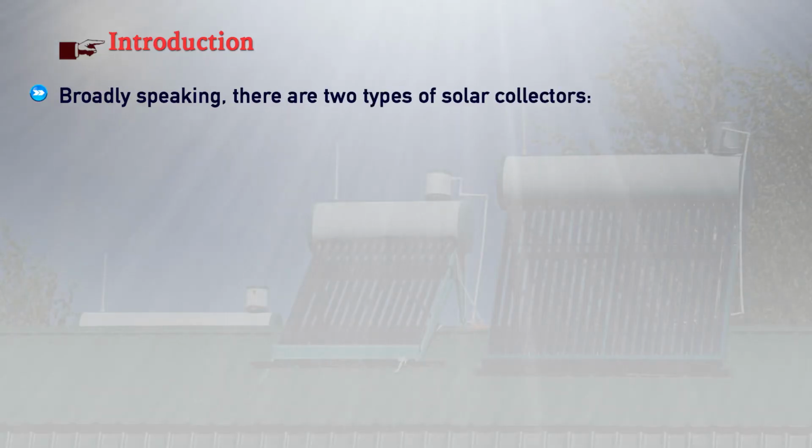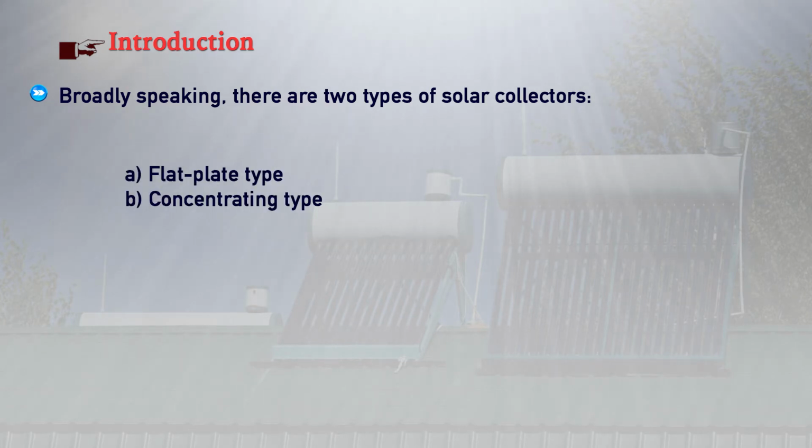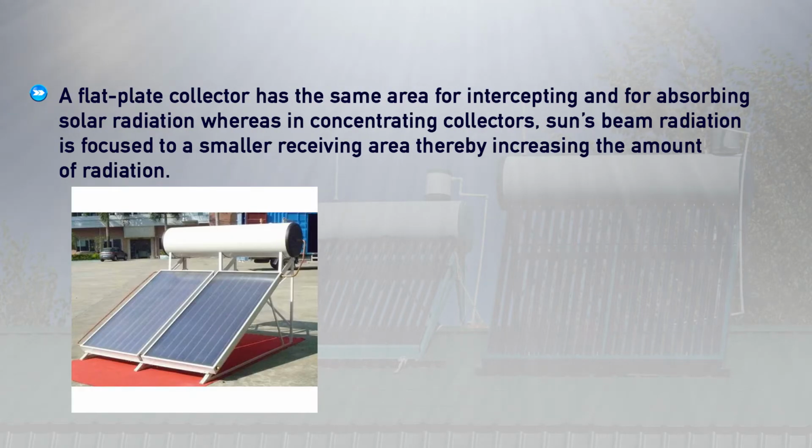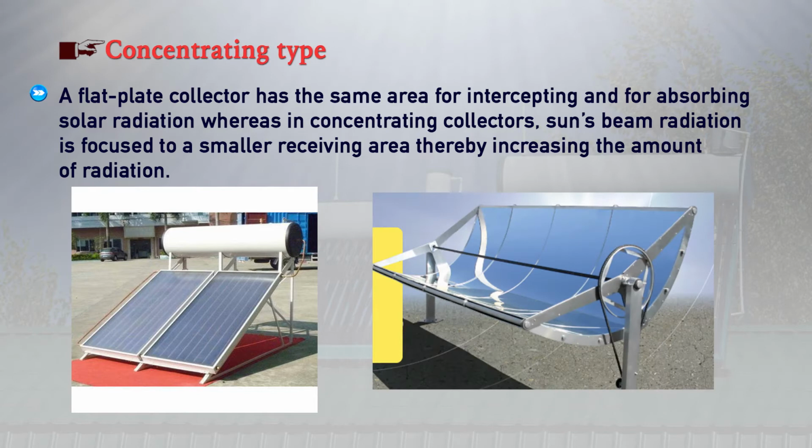Broadly speaking, there are two types of the solar collector. First is flat plate type and second one is a concentrating type. A flat plate collector has the same area for intercepting and for absorbing solar radiation, whereas in concentrating collector, the sun's beam radiation is focused to a smaller receiving area, thereby increasing the amount of radiation. The solar water heater may be used for domestic, commercial and industrial application.